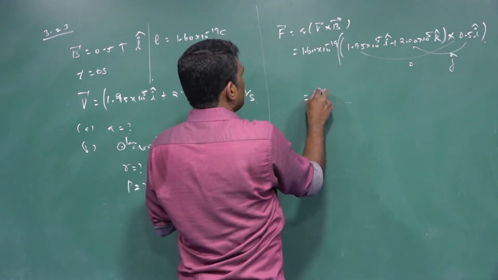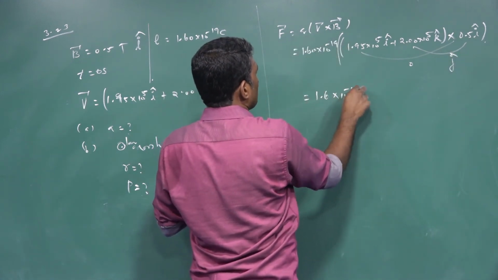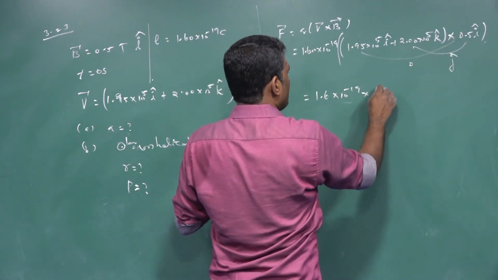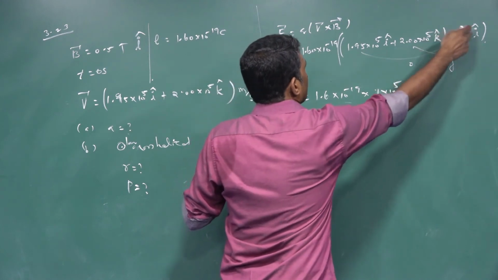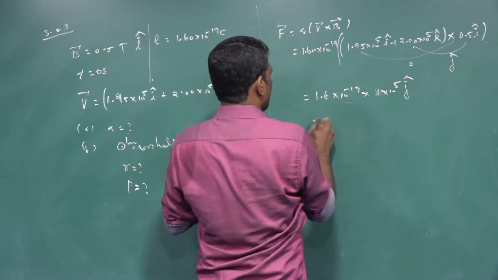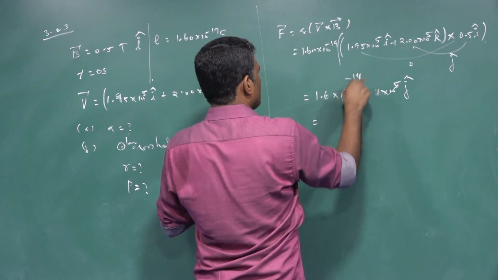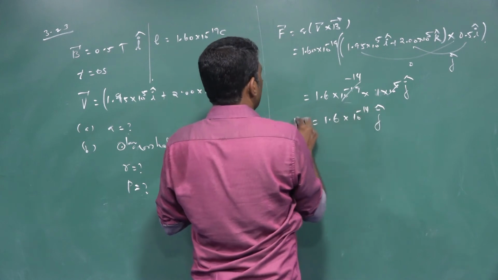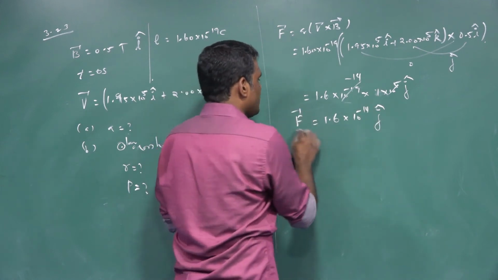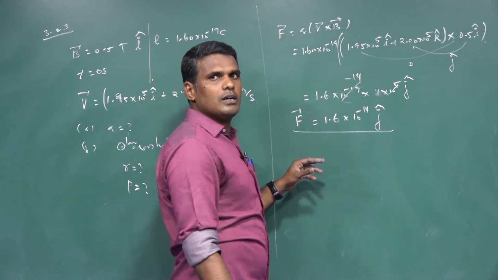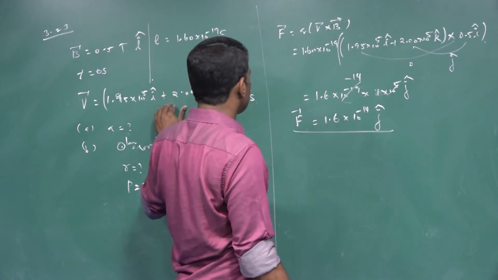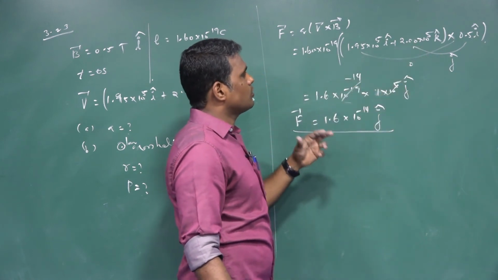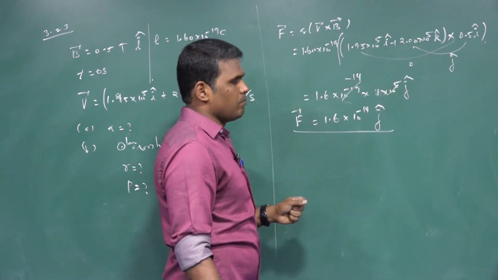So I can have 1.6 × 10^-19 into 2 into 0.5, which is 1, so into 10^5, and k cross i is j cap. So this is 10^-14. So 1.6 × 10^-14 j cap is the force experienced by the proton, which is moving in the uniform magnetic field with the velocity 1.95 × 10^5 i cap plus 2.00 × 10^5 k cap.